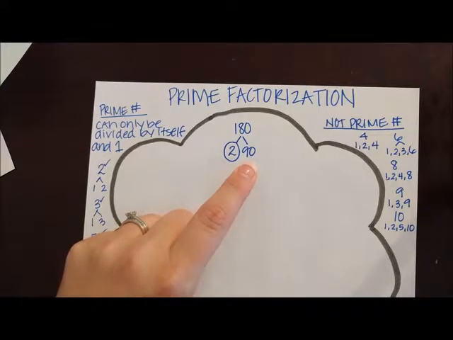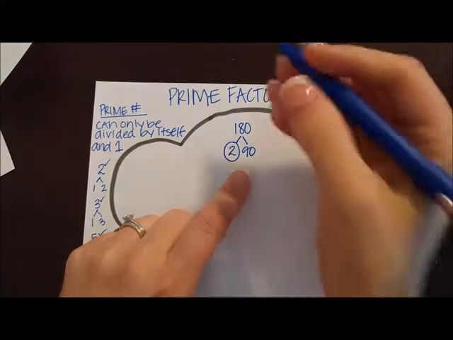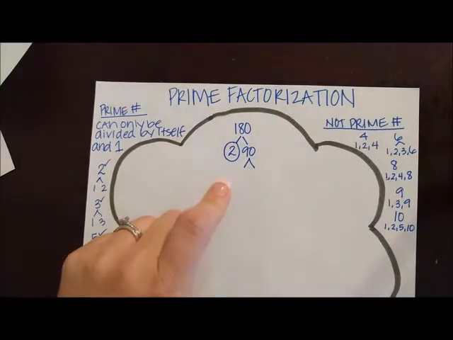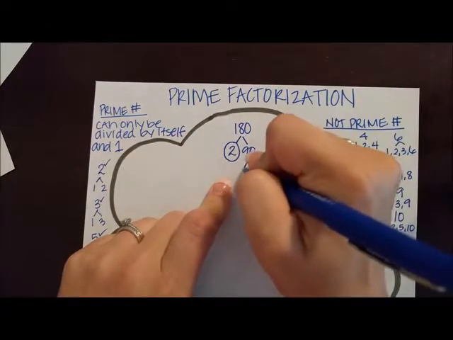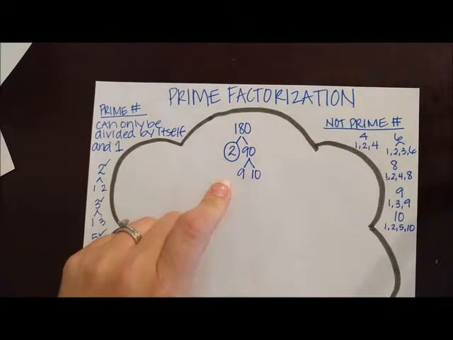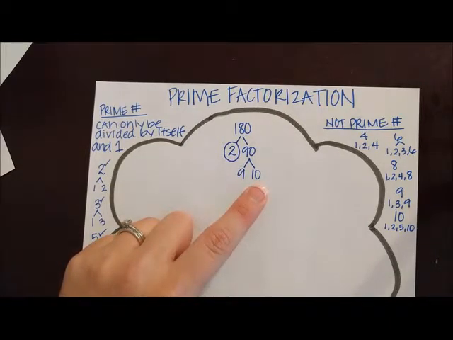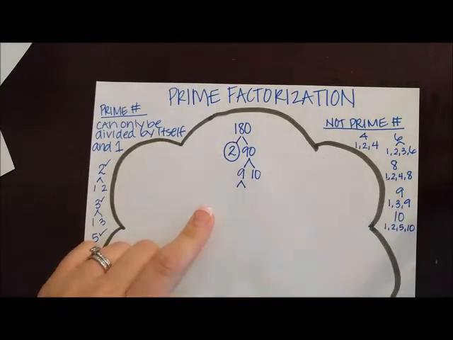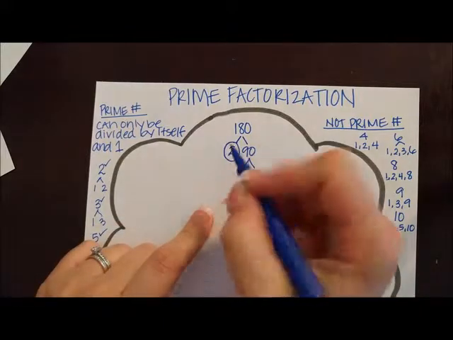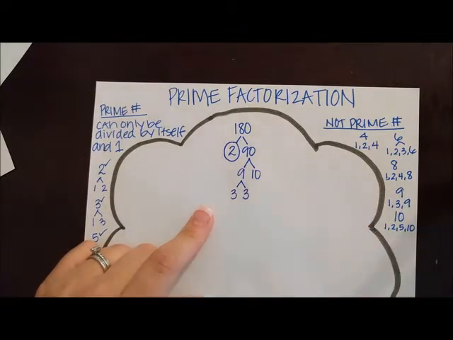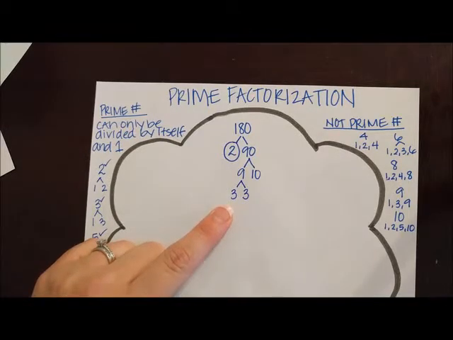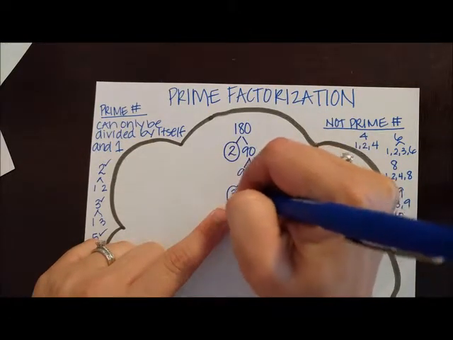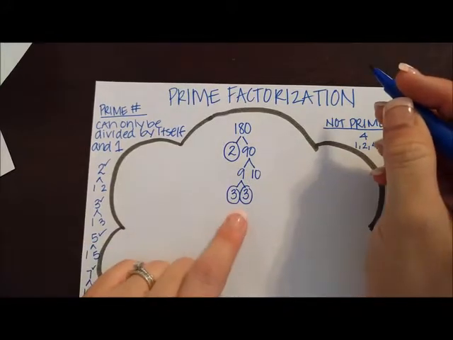90, is 90 a prime number? No, it's not. So I got to think, what 2 numbers multiply together to get 90? Well, I know, 9 times 10. Is 9 a prime number? Nope. Is 10 a prime number? Nope. So I'm going to need to break these down. What 2 numbers multiply together to get 9? 3 times 3. Okay, 3 times 3. Well, is 3 a prime number? Yep. So I'm going to circle them. Now that I've circled them, I can stop.